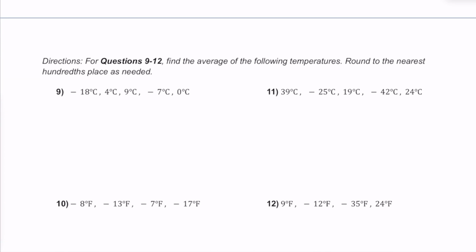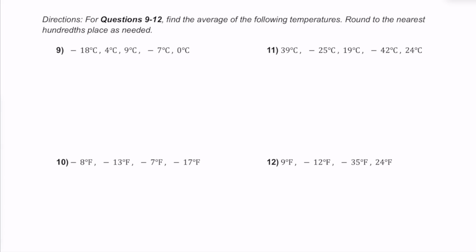Let's move on to questions 9 through 12, where we're going to actually go ahead and find the average of some different temperatures. So average, another word for that, in case you are wondering, is mean. So to find the average of a set of numbers, we're going to go ahead and add up all the numbers and then divide by how many numbers there are. If we end up with a decimal, the directions here do say that we're going to go ahead and round to the nearest hundredths place if we do need to do some rounding.